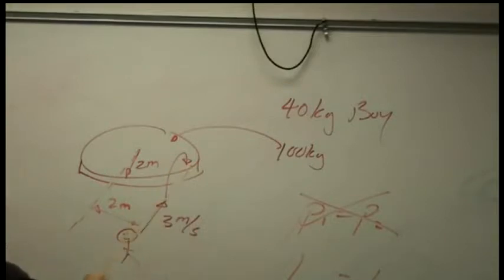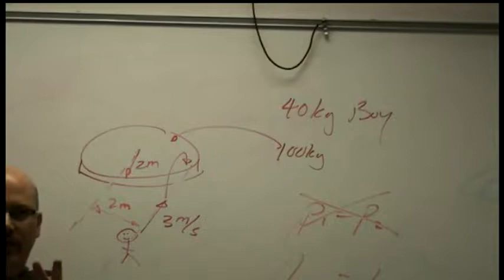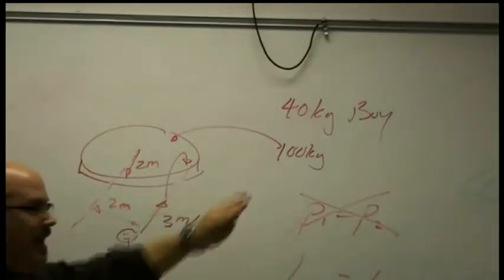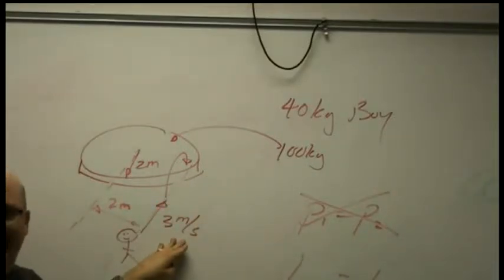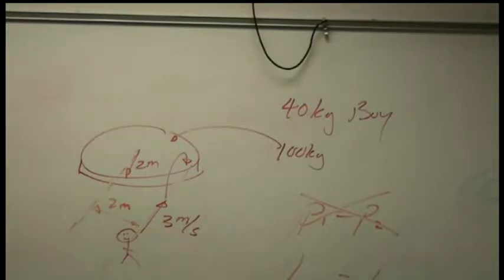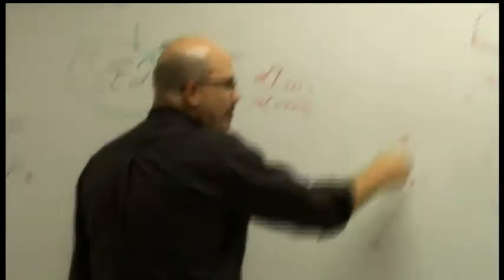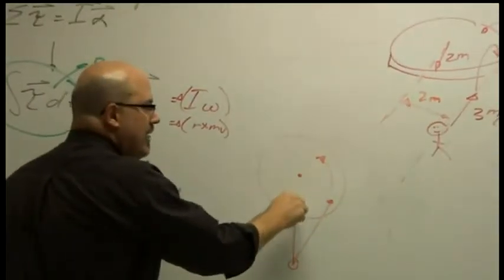Right before he jumps on, he's got R and V. Right before the boy jumps on, he has a radius of 2, a mass of 40, and a velocity of 3. Now, looking at it from the top, the boy runs like this and jumps on. If the boy jumped on like this instead, this way will cause the merry-go-round to turn. But what if the boy ran straight towards the axis and jumped on?